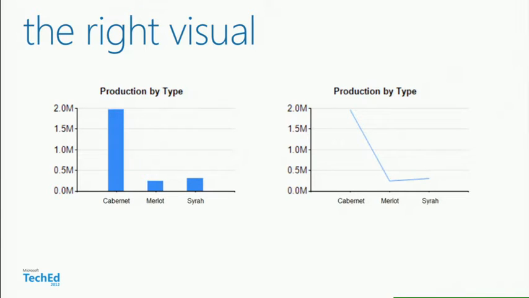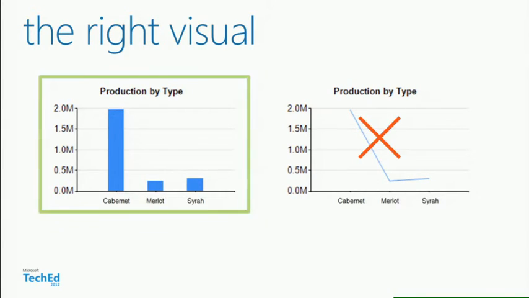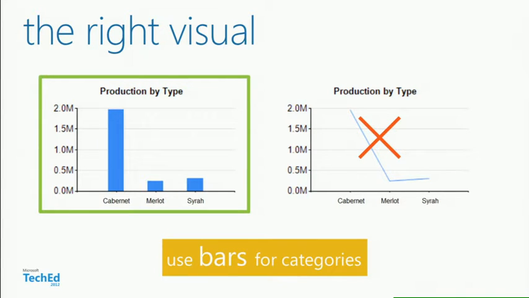Here you have 3 categories, 3 different types of grapes, 3 different varieties, and we want to show the production for each of those. Should we use a bar chart or a column chart, or should we use a line chart? Well, there's no sequence here. These are just categories. There's no reason to draw some sort of line that suggests a sequence between Cabernet and Merlot, right? So really, we should not use a line chart. We should use a column chart.